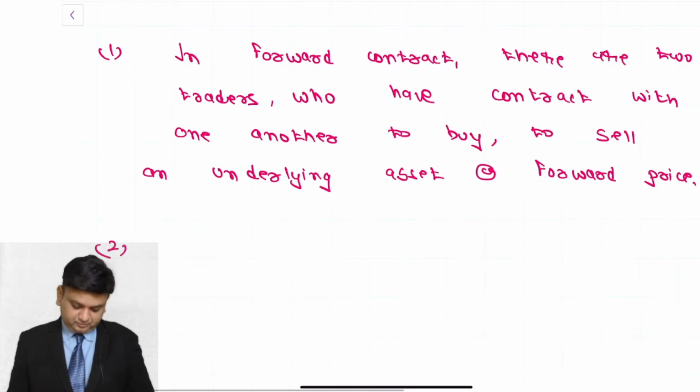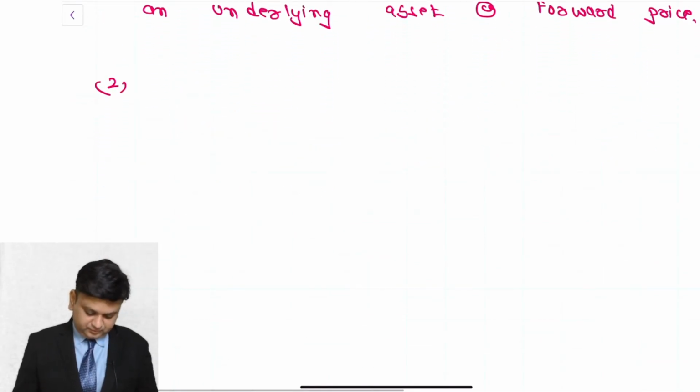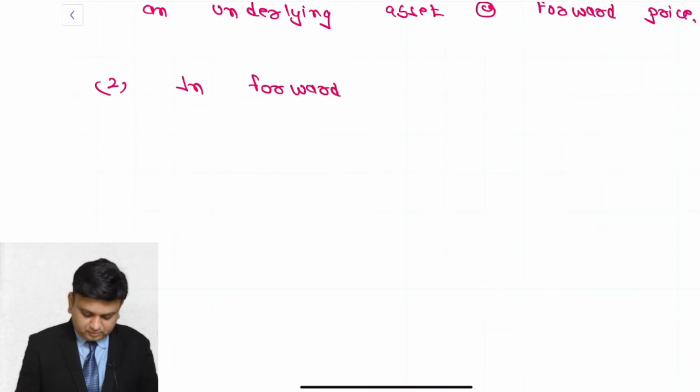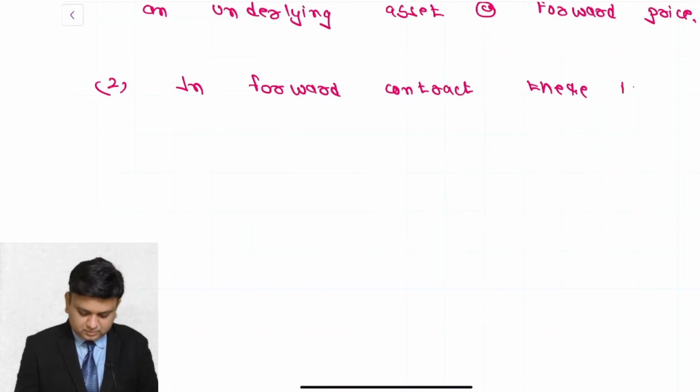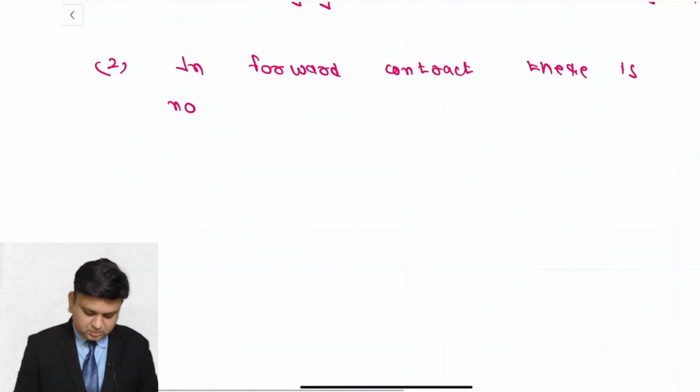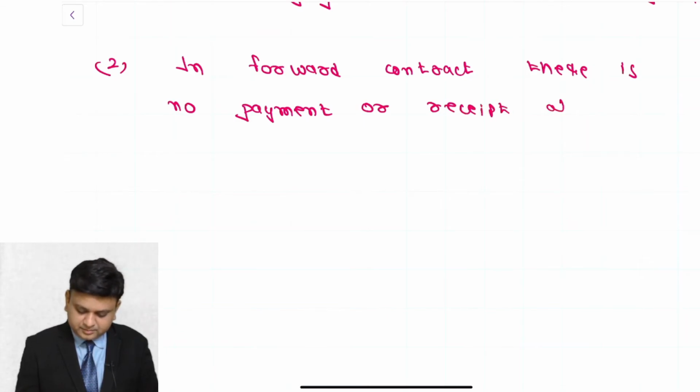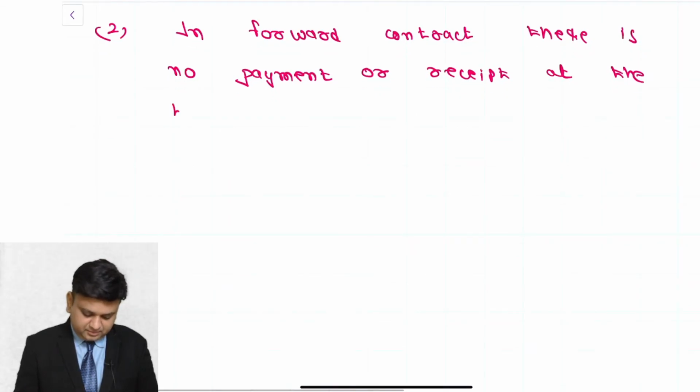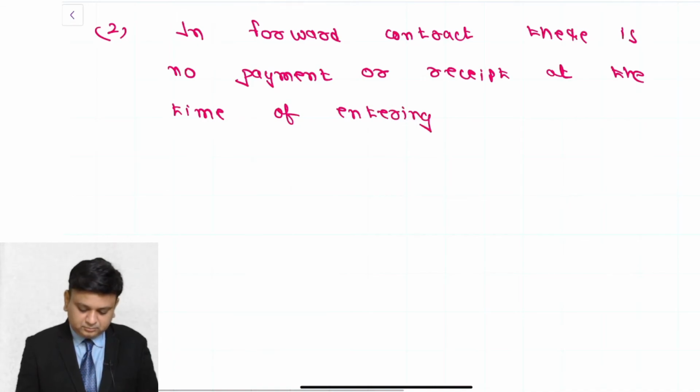Second point, in forward contract, there is no payment or a receipt at the time of entering into contract.